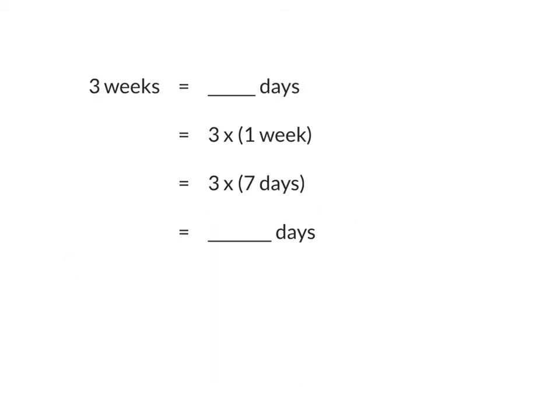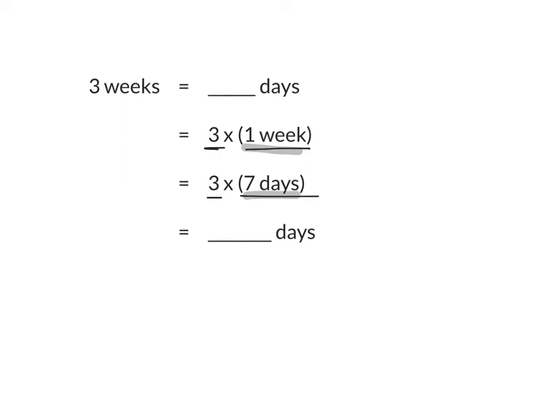For this problem, we want to find out how many days are in 3 weeks. So again, we're going to start out by writing 3 weeks is the same thing as 3 copies of 1 week, which is the same thing as 3 copies of 7 days. Again, notice what is in the parentheses. 1 week is equivalent to 7 days. What is in the parentheses in both cases is equivalent.